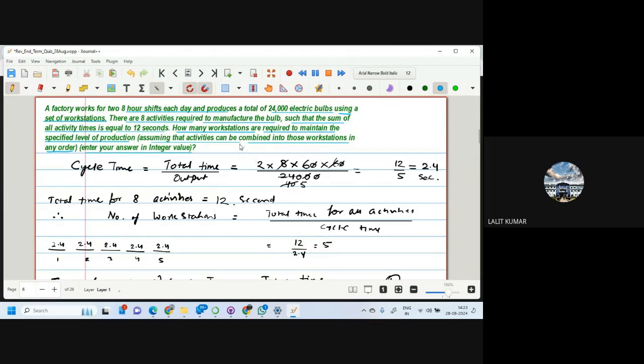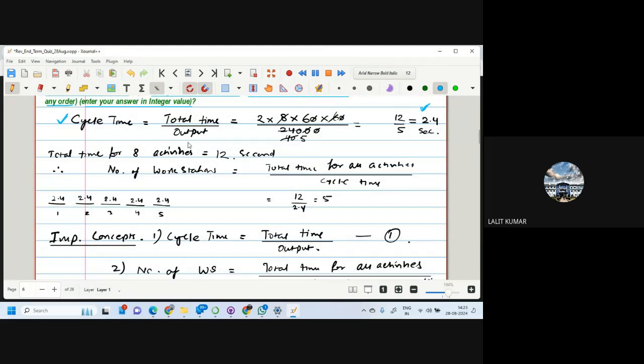So this is from week 1 to 4, and how we have to approach this question. We have to find first of all the cycle time from this data given: what is the total time, what is the total output, and total time divided by output gives you the current cycle time. So it comes to 12 by 5, 2.4 seconds.